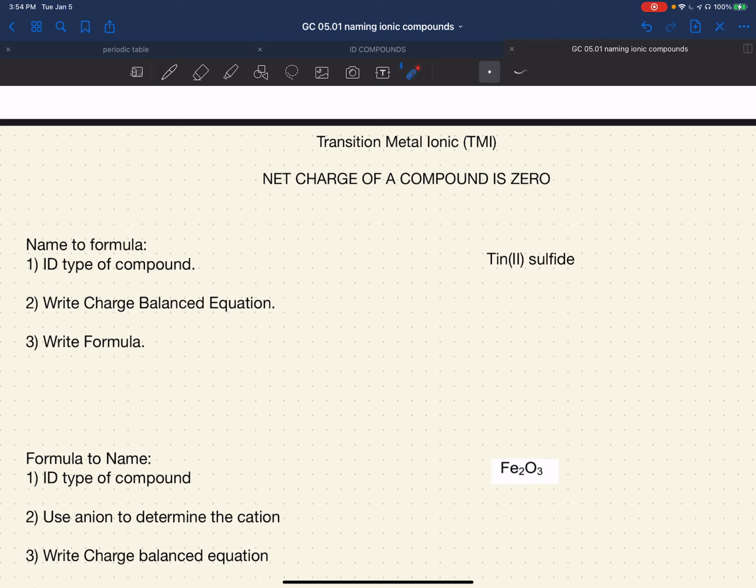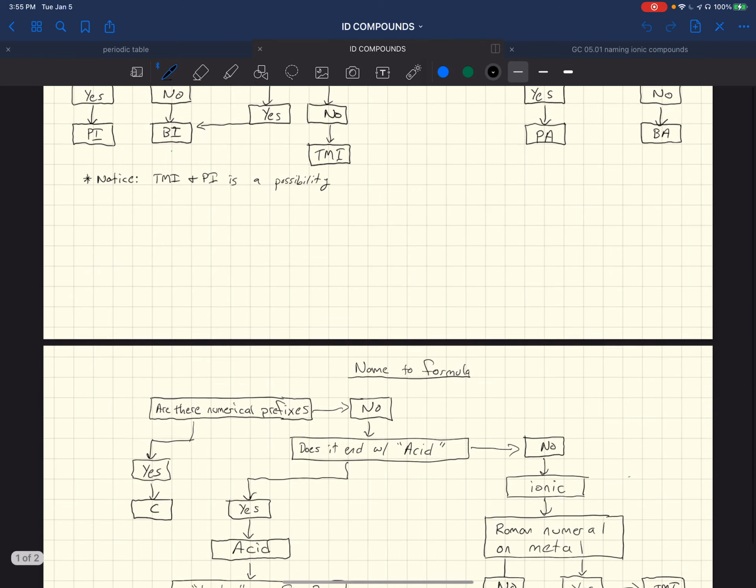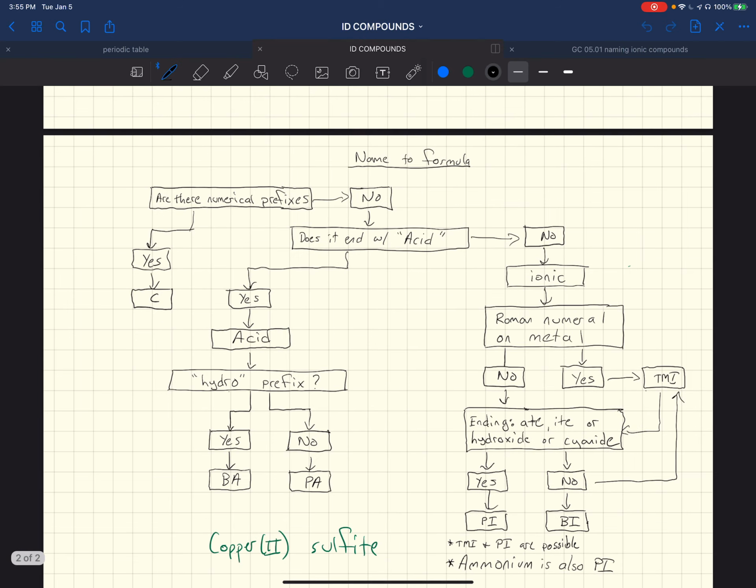Tin(II) sulfide. So we're going name to formula. When I look at the compound, I want to go name to formula.